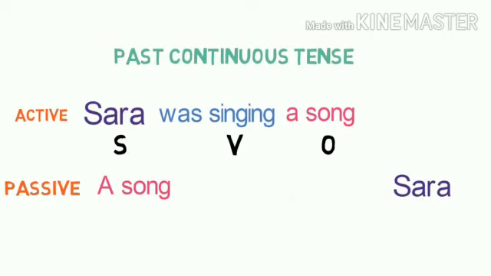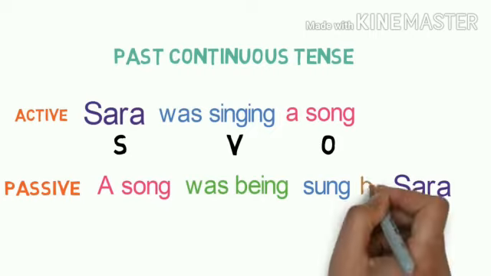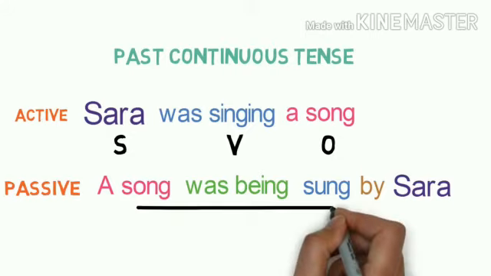Converting the main verb to third form, singing will be sung. Next, adding a suitable helping verb: as it is past continuous tense, we have to use was being. Lastly, we added by to make the sentence complete, as per the fifth step. So now we'll get the whole passive sentence: the song was being sung by Sarah.